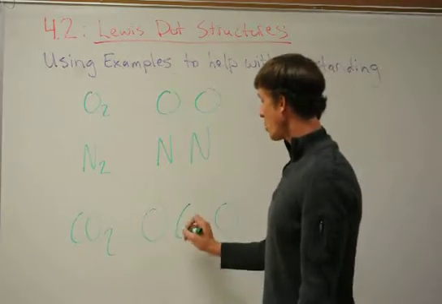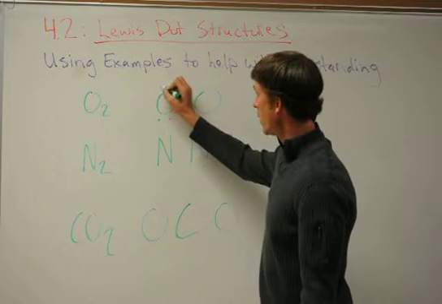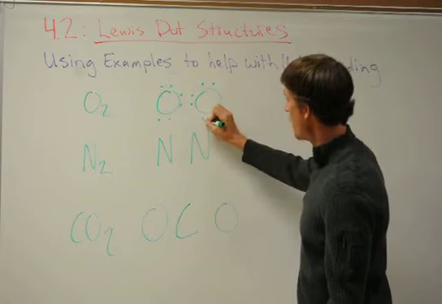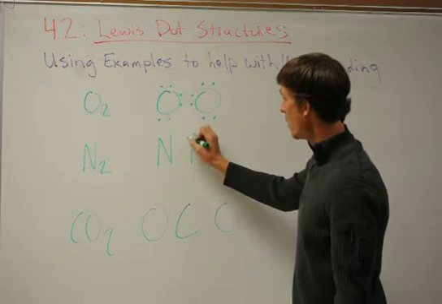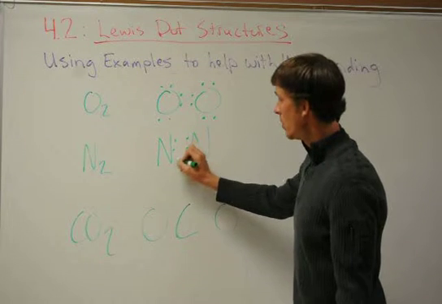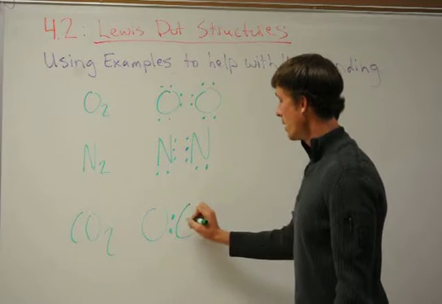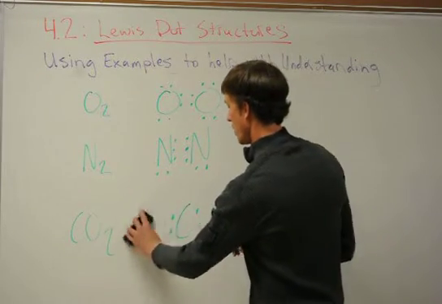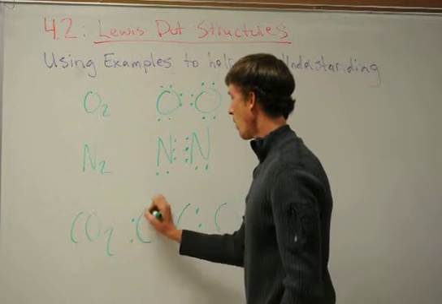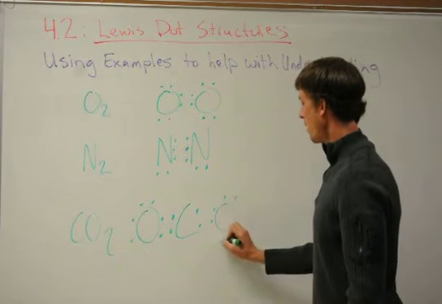Now I'm going to put the electrons on all of these. So 1, 2, 3, 4, 5, 6 for each oxygen. Nitrogen has 5, 1, 2, 3, 4, 5 for each. Carbon has 4. And then oxygen, I'll move oxygen out of the way a little bit so you can see it. So 1, 2, 3, 4, 5, 6 on each.